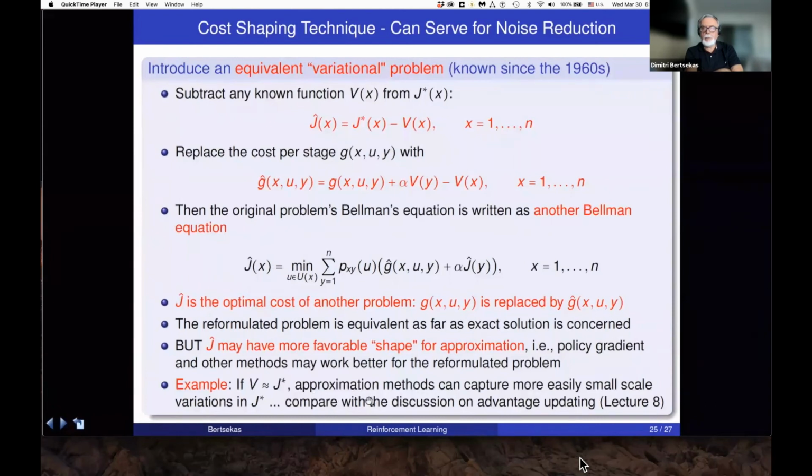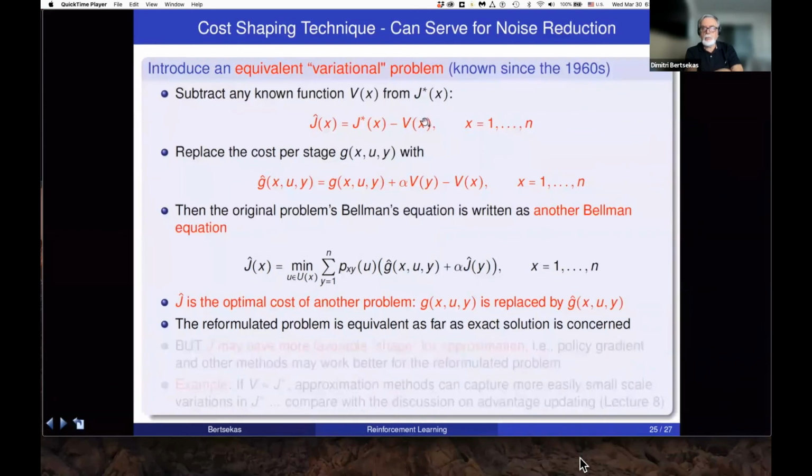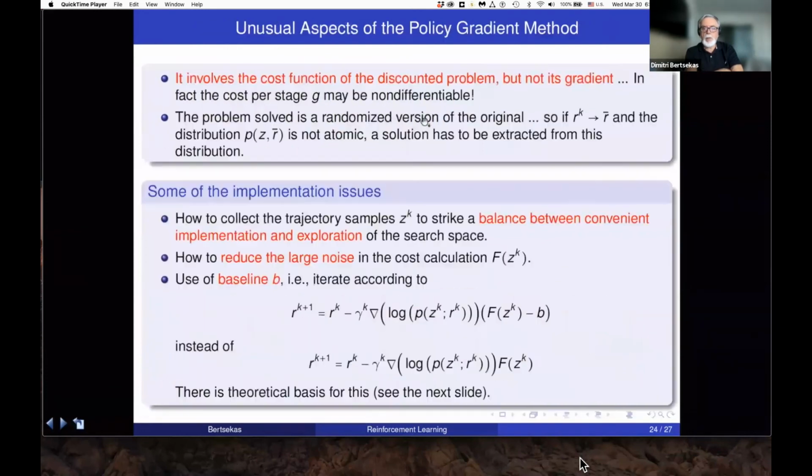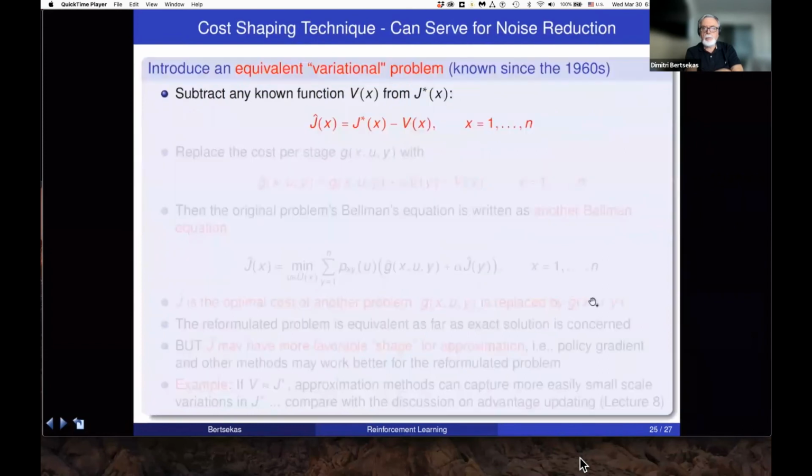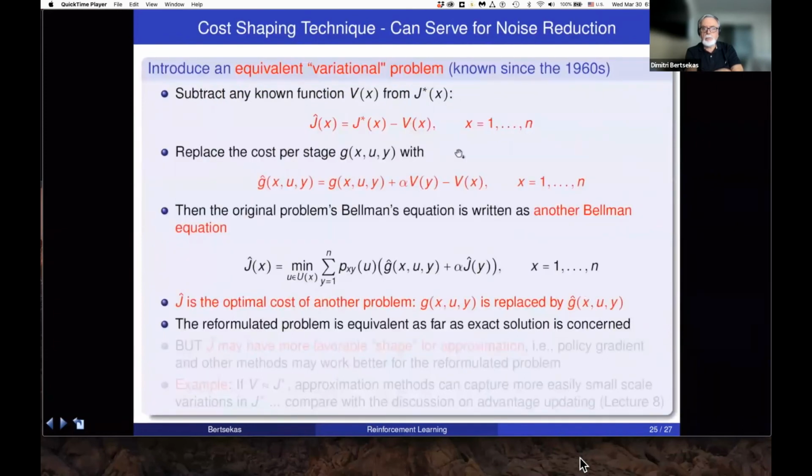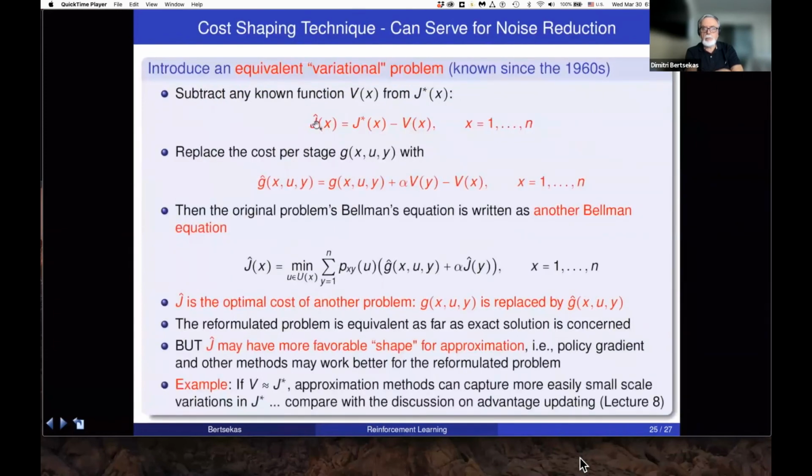Now, what does this have to do with baselines? Where this V sub x are just state-dependent baselines. If you look at this formula here, if you introduce a V here, that's going to be your state-dependent baseline. And basically, you will be approximating a problem that's equivalent. It just is going to involve a cost function, which is J hat over J star.